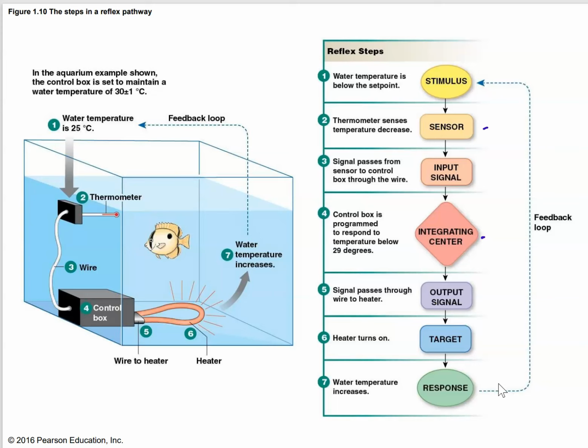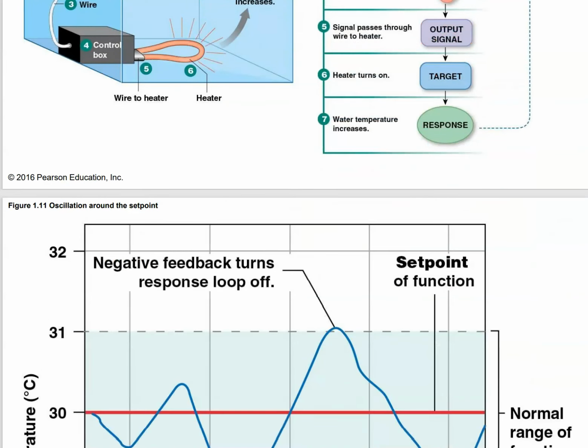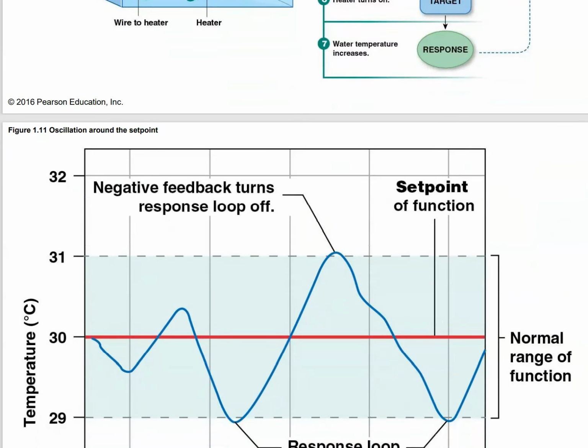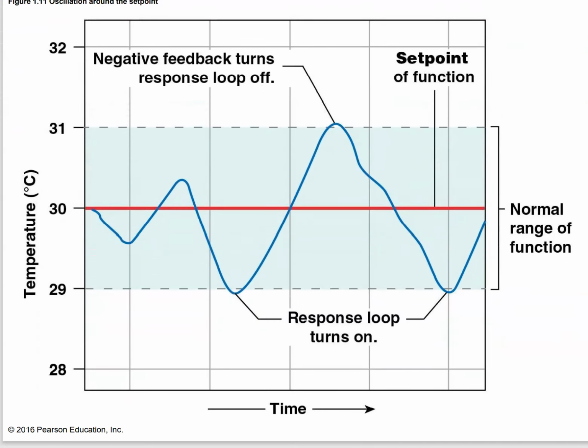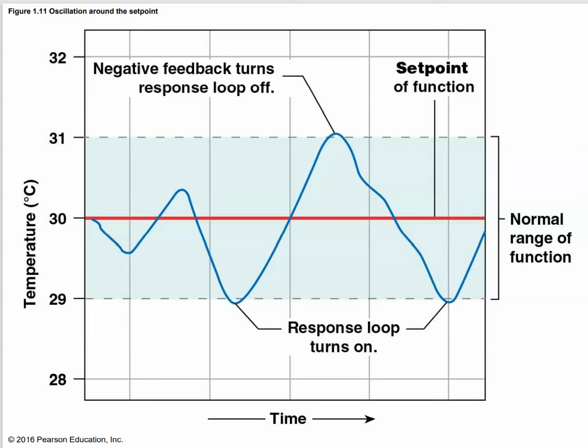So you can take a look at these flow charts. In general, the way negative feedback works is you have this set point value. So this is how you stay in homeostasis. You have a normal range, and that is true for all the parameters.